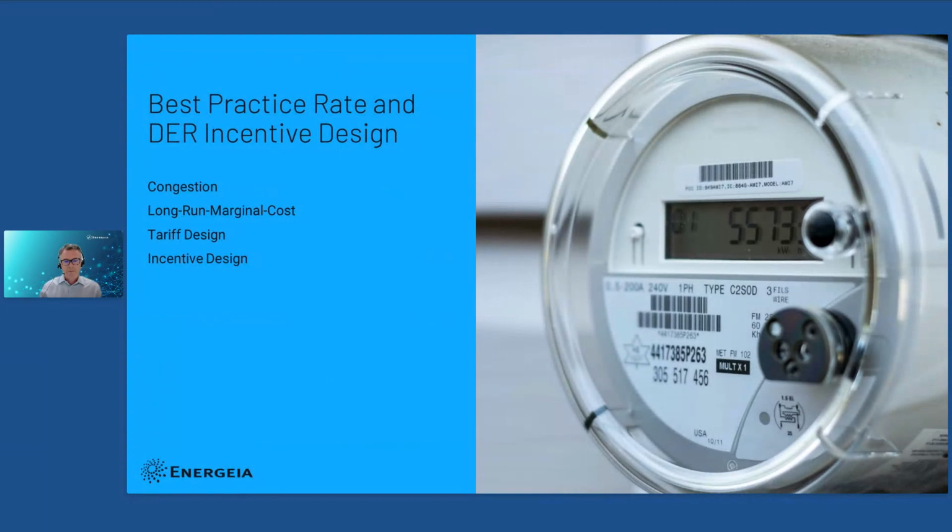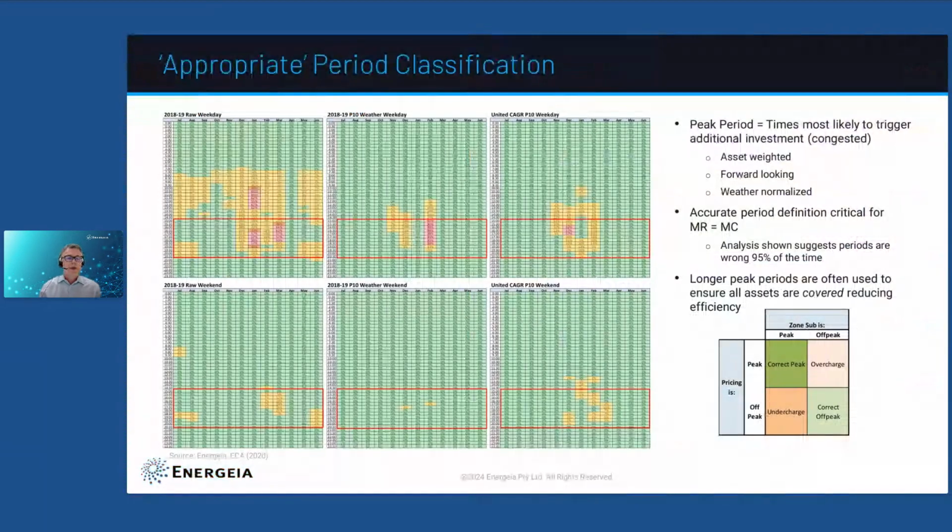So now let's talk about best practice rate practice. The first thing is appropriate period classification. Now, what we have here is looking at raw historical numbers. Now, this is by month. I think that's March, August, September, October, and then you've got time of day, from midnight to midnight. And this is showing the percentage of substations that peak at a certain time. And the stuff in red is above 90%, and the stuff in yellow is above like 10%.